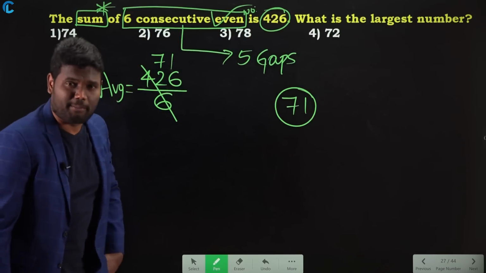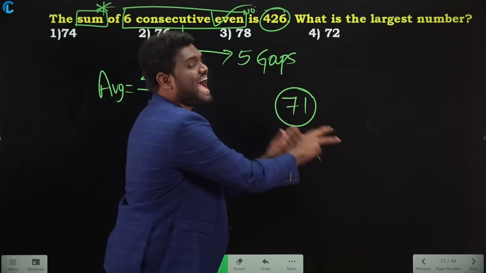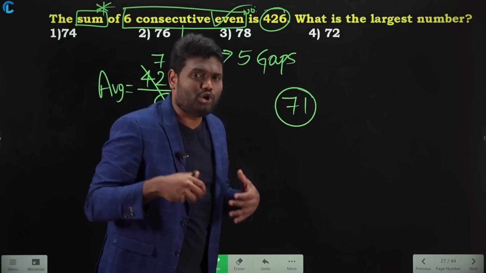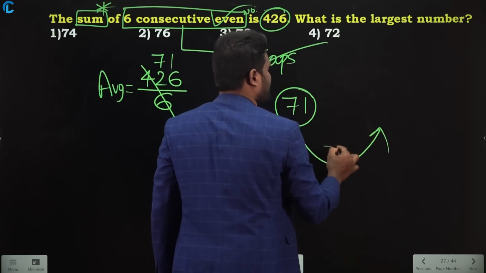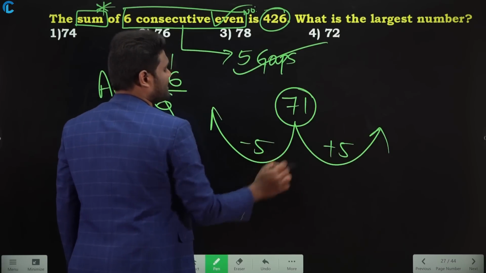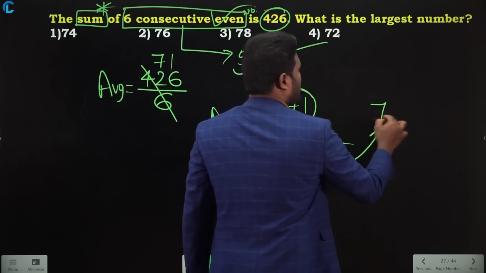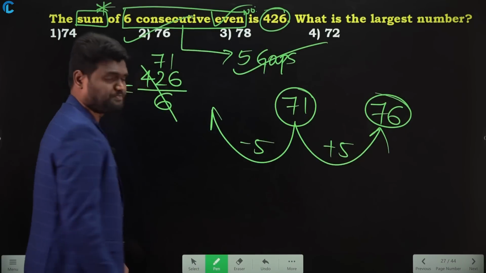As you have seen here, this is even number. Whenever you have even number or odd number, I told you to directly add number of gaps. As you have 5 gaps, if you need highest number, do plus 5. If you need smallest number, then do minus 5. That's it. 71 plus 5, we can say that answer is going to be 76, which is option 2.